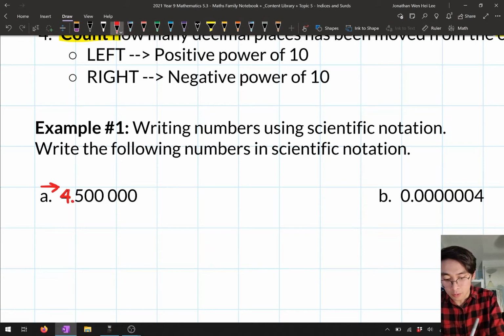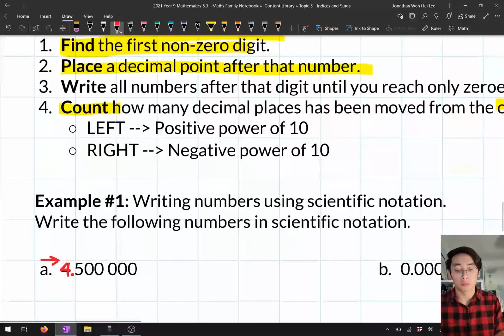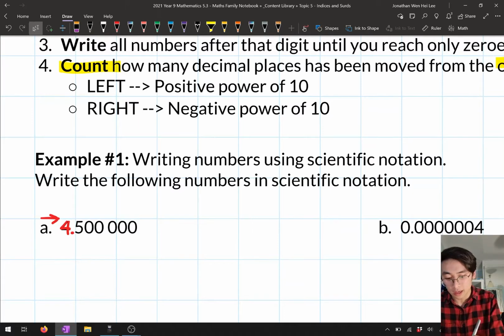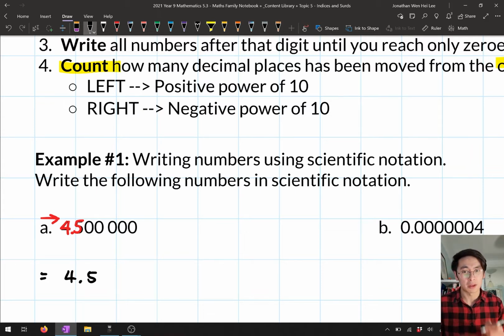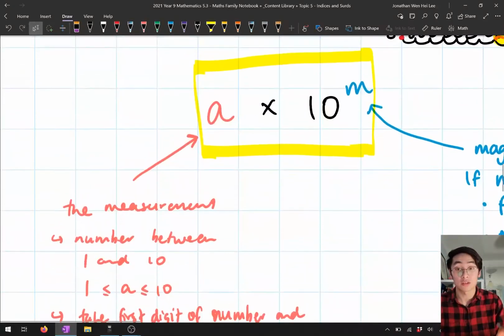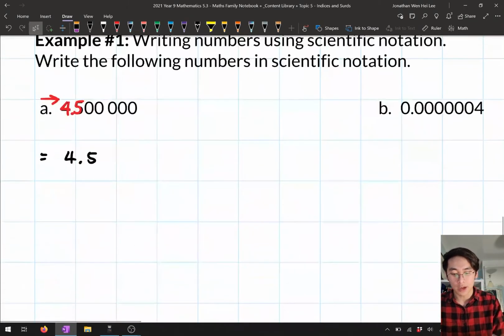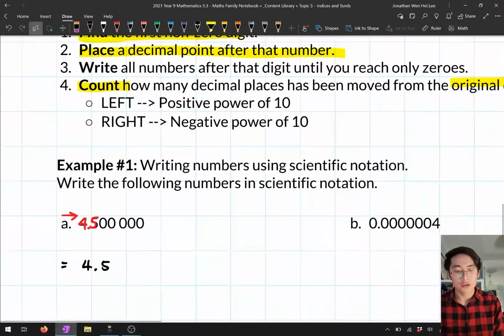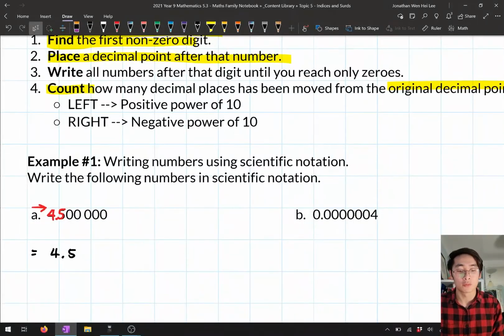I found it. Then we're going to place a decimal point after that number. So here I would put that decimal point there, and then write all the numbers after it until you only reach 0. If I keep reading after that number, the next digit is a 5, which is great. I want that 5, but the next number after that is a 0, so I can just stop there. So when I'm writing this in scientific notation, I'm just going to write 4.5. That's the first part, the A value if you remember from the definition of scientific notation. Then I need to count how many decimal places have been moved from the original decimal point.